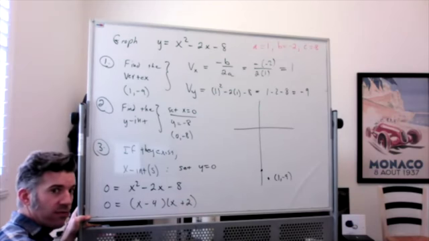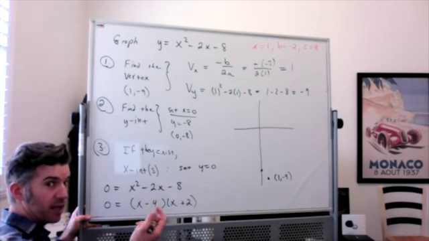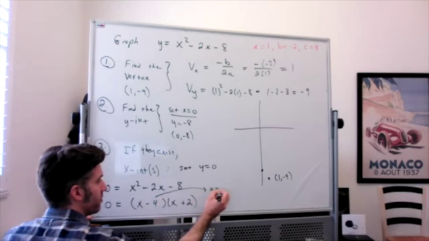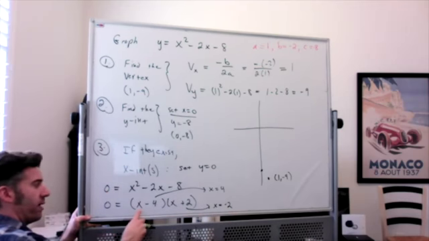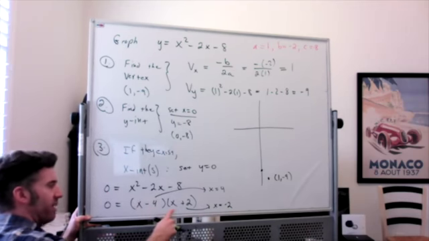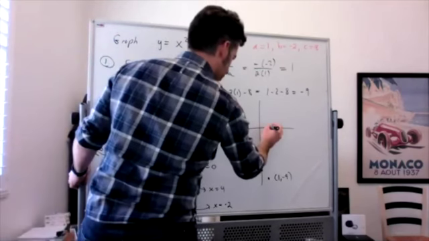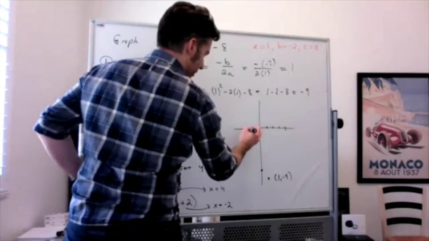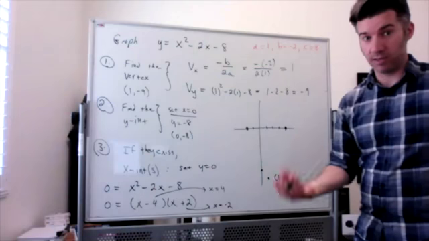Now don't fool yourself here, right? That doesn't mean the intercepts are negative 4 and positive 2. It actually means they're the opposite signs. The intercepts are going to be x equal to positive 4 and x equal to negative 2. Because if you plug in 4 here, 4 minus 4 is 0. If you plug in -2 here, -2 plus 2 is 0. So my intercepts are -2 and +4.